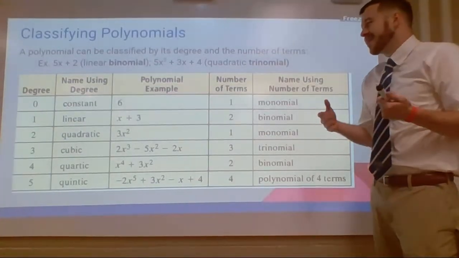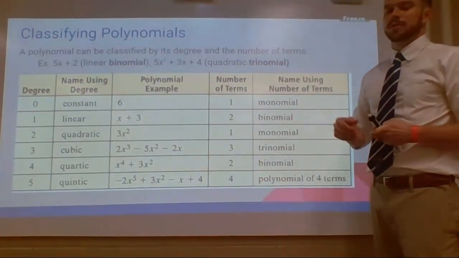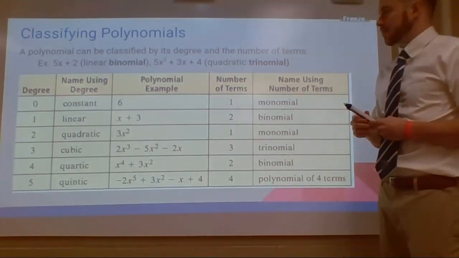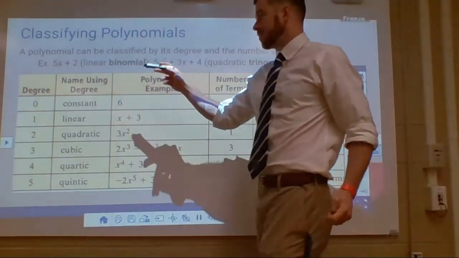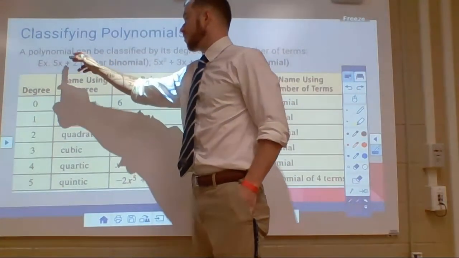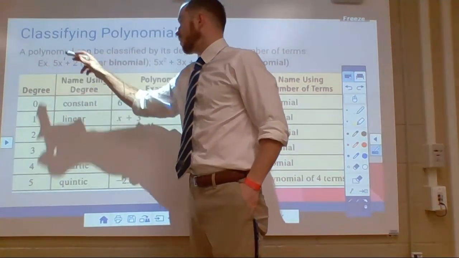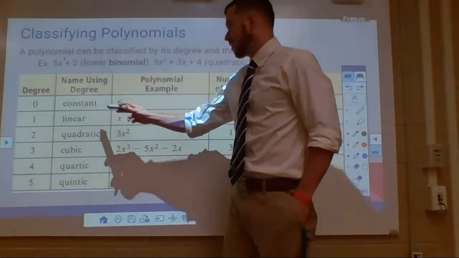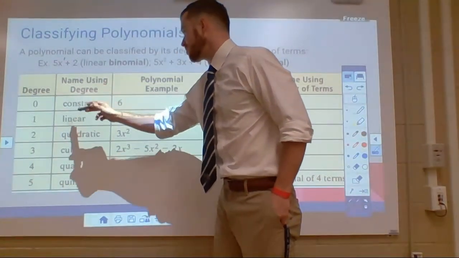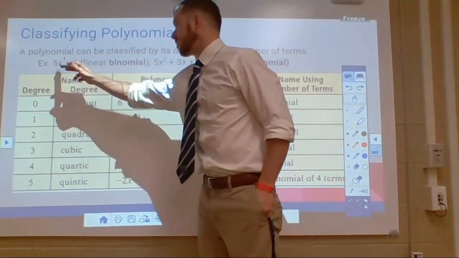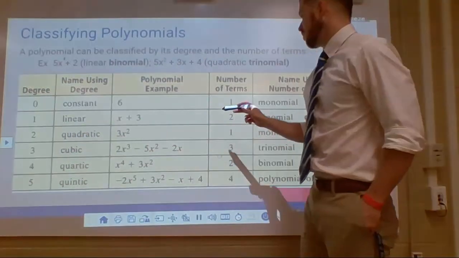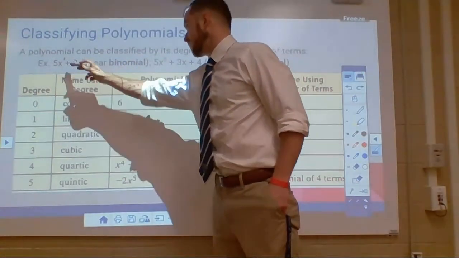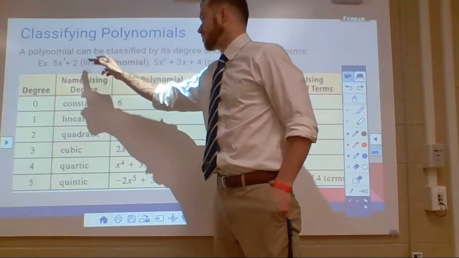Now let's discuss how to classify polynomials. A polynomial can be classified by its degree and the number of terms. So, we have a couple examples here. 5x plus 2. Well, the degree is 1, right? That's x to the first power. So the degree is 1. So I can see, since the degree is 1, the name using the degree is linear, and it has 2 terms. So 2 terms is binomial. So this is a linear binomial, linear because of its degree, binomial because it has 2 terms.